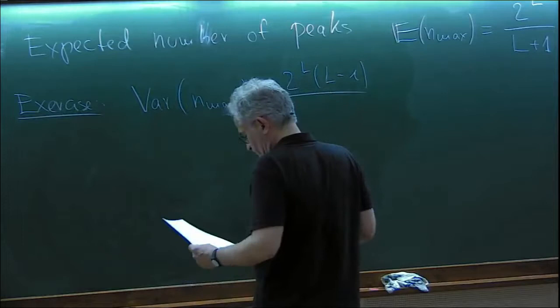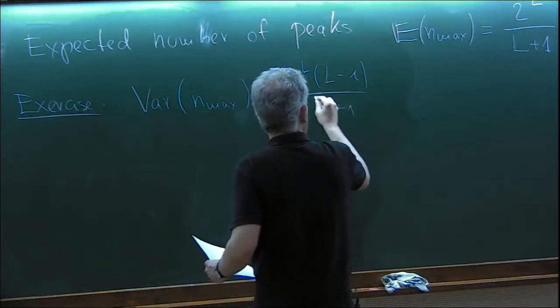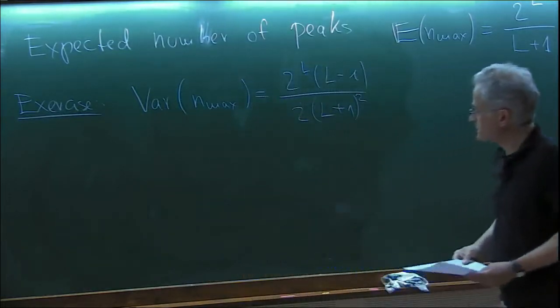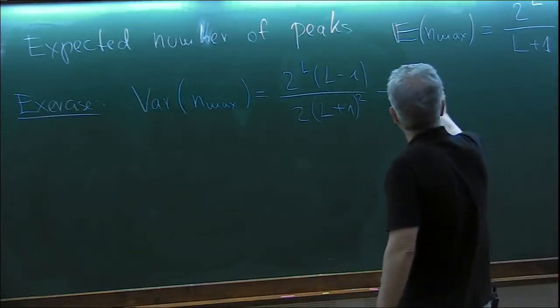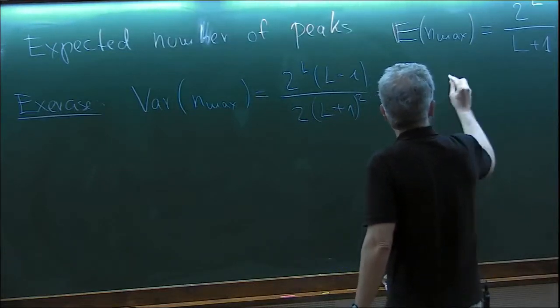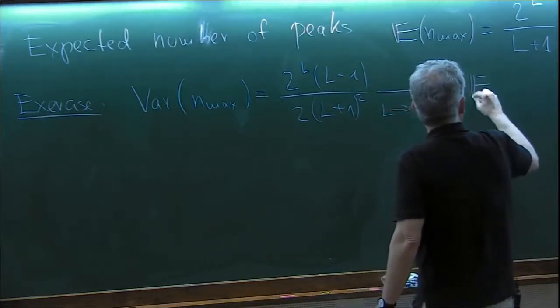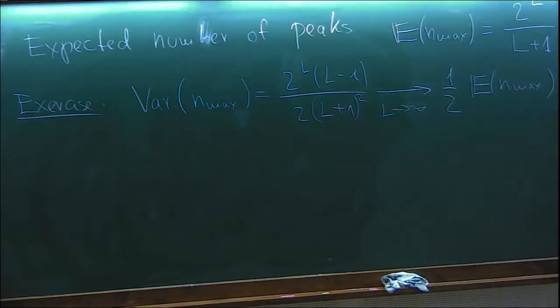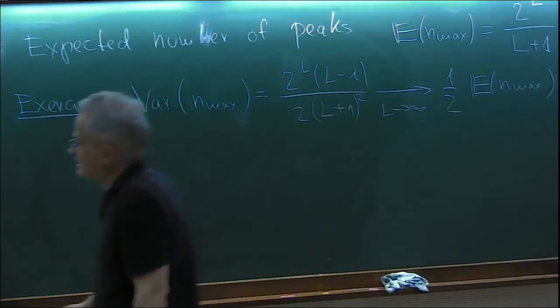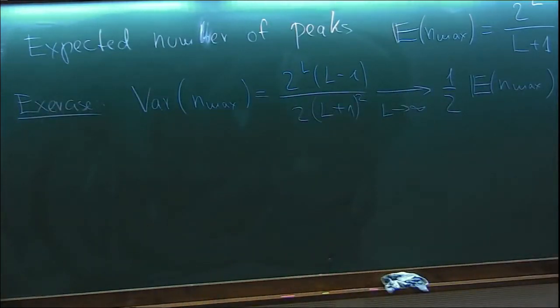So this is what the variance is. You see that for a large L, this becomes approximately 1/2 the expectation. Now, of course, this 1/(L+1) means that as L gets bigger, in some sense, there are fewer maxima, right? So the fraction of sequences which are maxima become smaller.